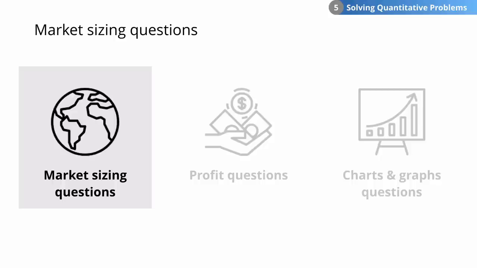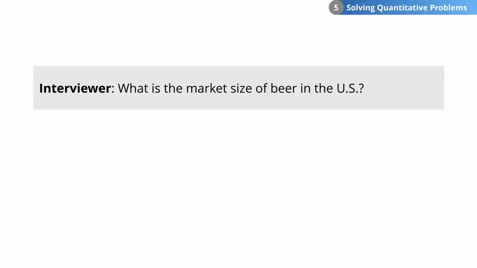Let's start with the first type, market sizing or estimation questions. These types of questions ask you to estimate the size of a particular market or calculate a particular figure. Let's say that the interviewer asks you the following: "What is the market size of beer in the US?" Most candidates jump right into the math, stating the US population and then performing various calculations. Doing math without laying out a structure often leads to making unnecessary calculations or reaching a dead end. Instead, lay out an upfront approach to help avoid these mistakes and demonstrate that you are a logical, structured thinker. For this market sizing problem, you could structure your approach in the following way.